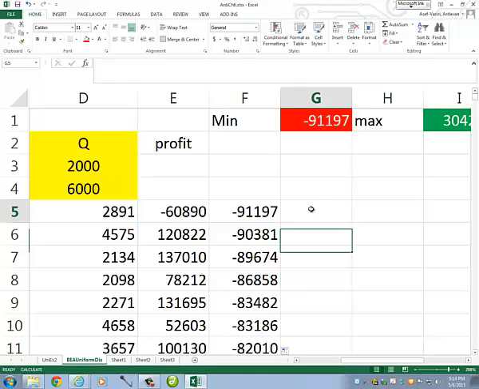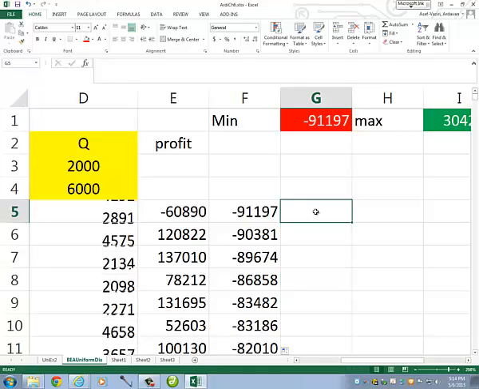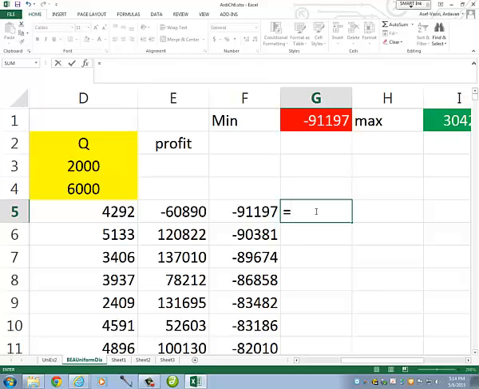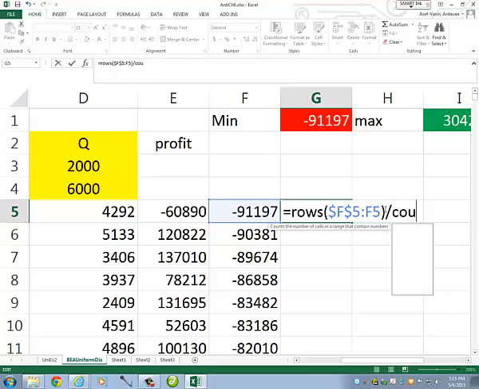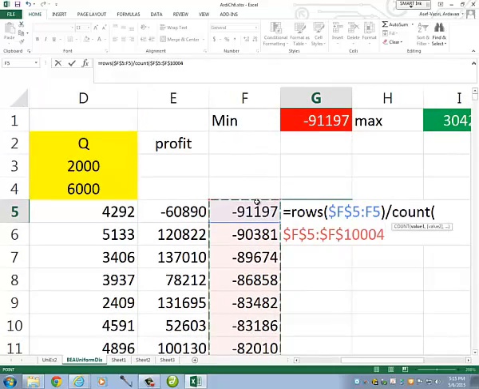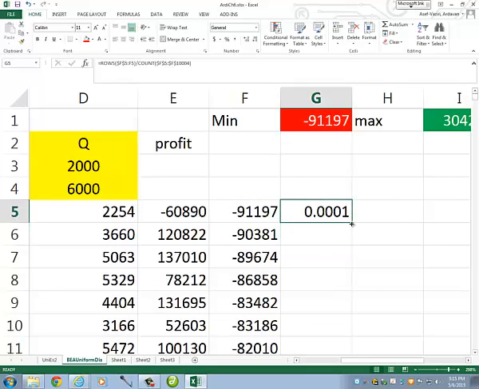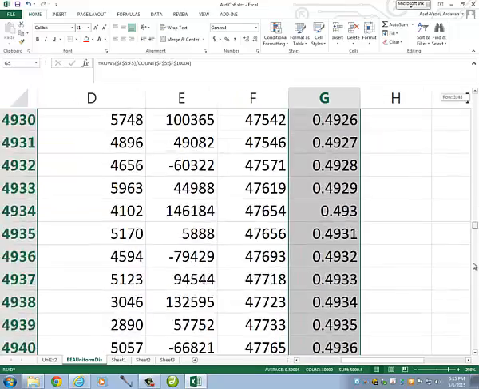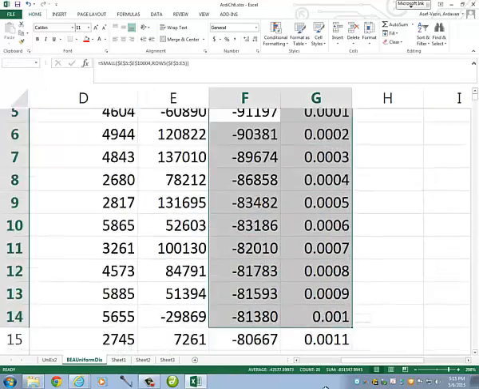And then here I want to find percentages. I type equal to, again I type rows from here to here, but I make the first one absolute. So that is 1 divided by count from here to here, and I make it absolute, right? So that would be 1 divided by 10,000, and if I copy it down, the last one would be 10,000 divided by 10,000, which is 1. These are my x's, these are my y's.